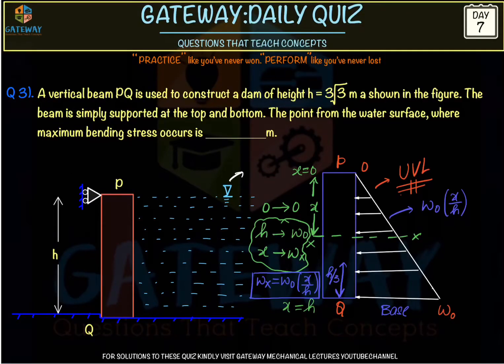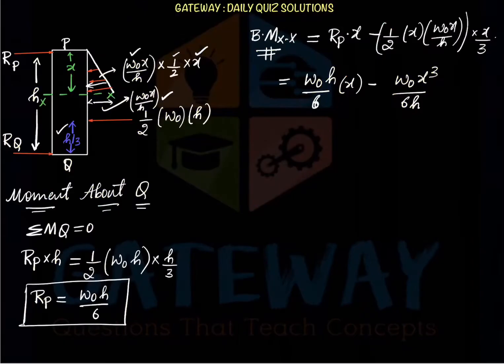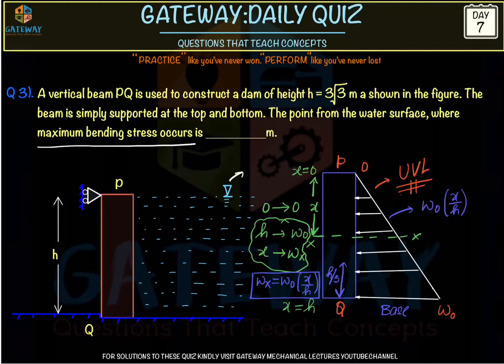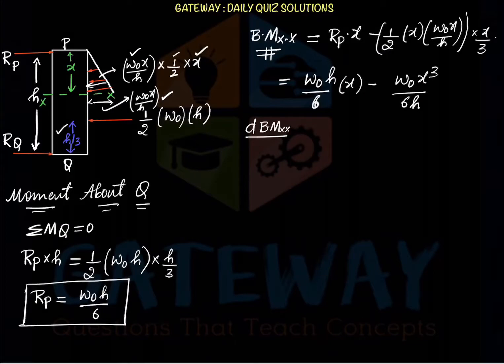And in the question we were asked to calculate the maximum bending stress. So we need to calculate the maximum bending moment. We know where the bending moment will be maximum. At that point the bending stress also will be maximum. So here the varying thing is x, and also in the question it was asked to calculate the height from the free surface, the water surface, where it will be maximum. That is why we have taken x from P. So dM by dx, and the variable is x, should be equal to 0. When we equate to 0, we will get the condition of x for which the BM of XX will be maximum.